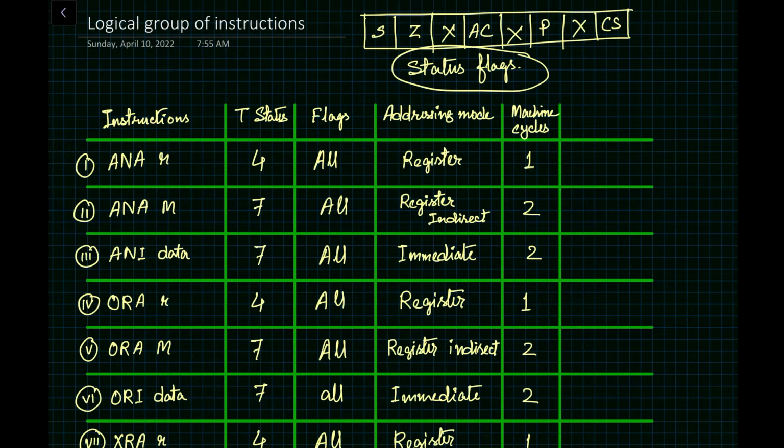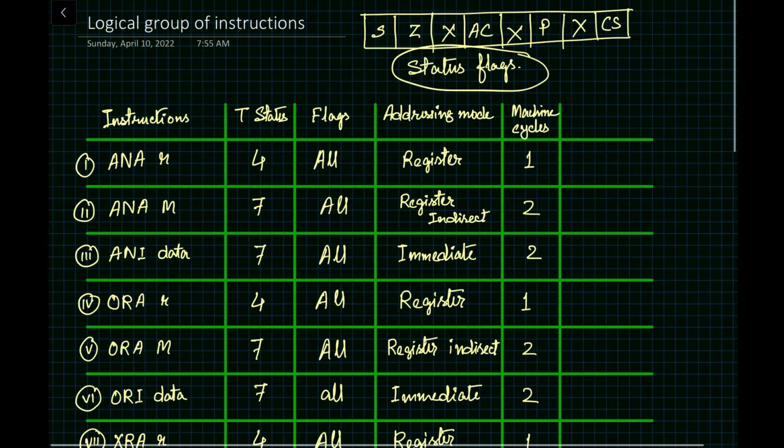So let me tell you in brief about the status flag. This one is the carry status. Carry status represents when there is a carry. The second bit is not used. The third bit, capital P, represents the parity. If we consider even parity and there are an even number of ones in the given byte, then this parity bit will be 1.